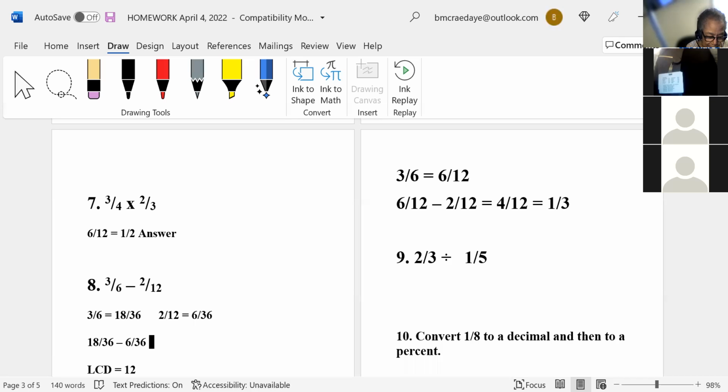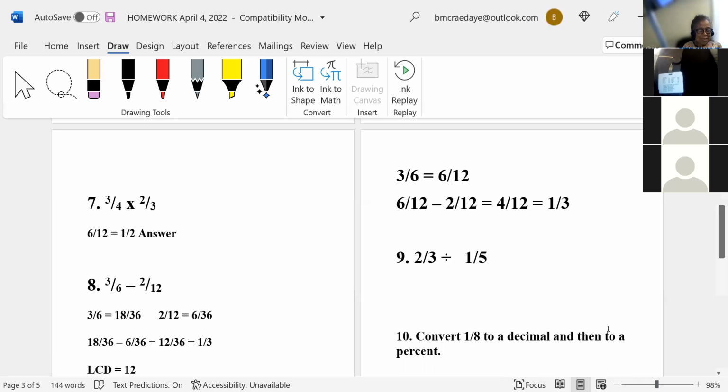11. No, 6 from 18 is 12. Okay, so that would be 12 over 36. And when you simplify, what is that, Maureen? 1/3. That's it, 1/3. Exactly.